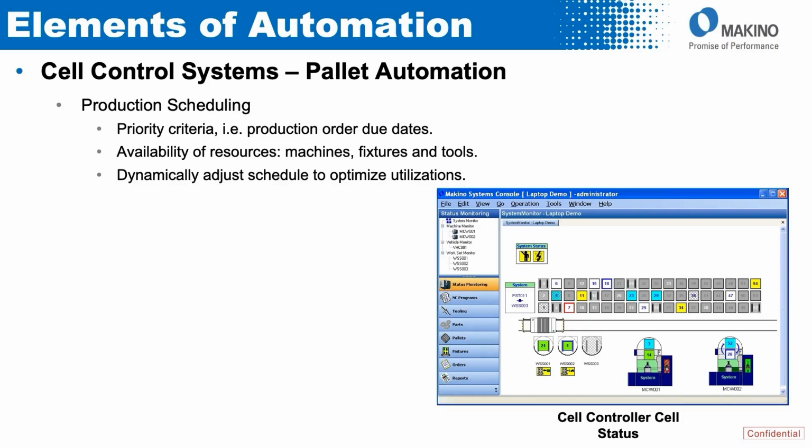The next is monitoring the availability of resources. Are the fixtures available? Does the machine have the proper tooling? And is the machine ready, up and online? So the cell controller will check and make sure that that part can be machined on that machine before it will take that pallet or fixture with that part and send it to that machining center.